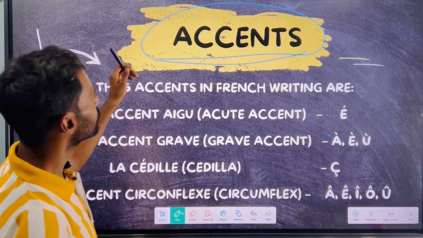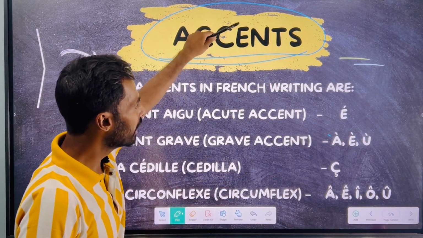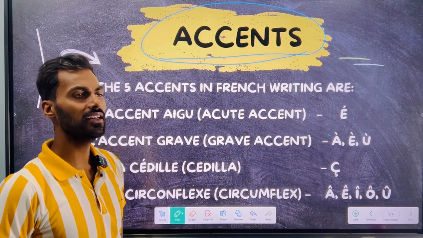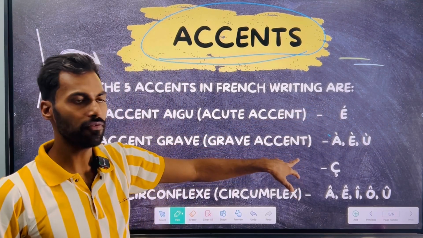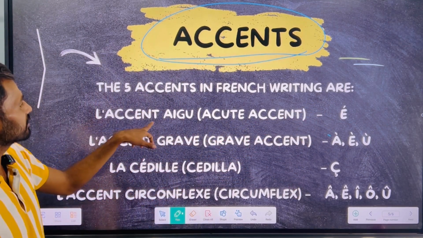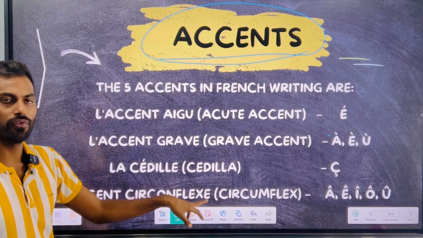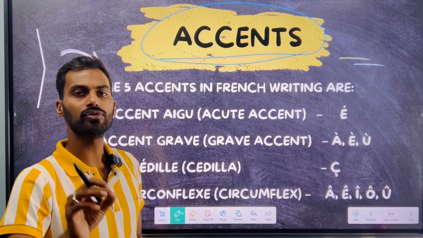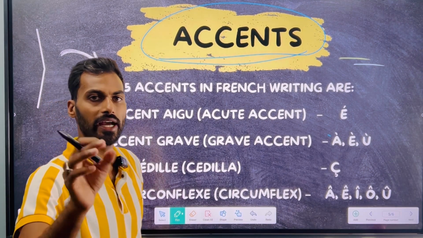So what is accent? It is basically the way of pronouncing things, and accents happen only on the vowels. See, this is the accent aigu, this is the accent grave, this is the cédille, and this is the circumflex. But again and again I am saying, just become familiar with the letters and go through the ABCD.